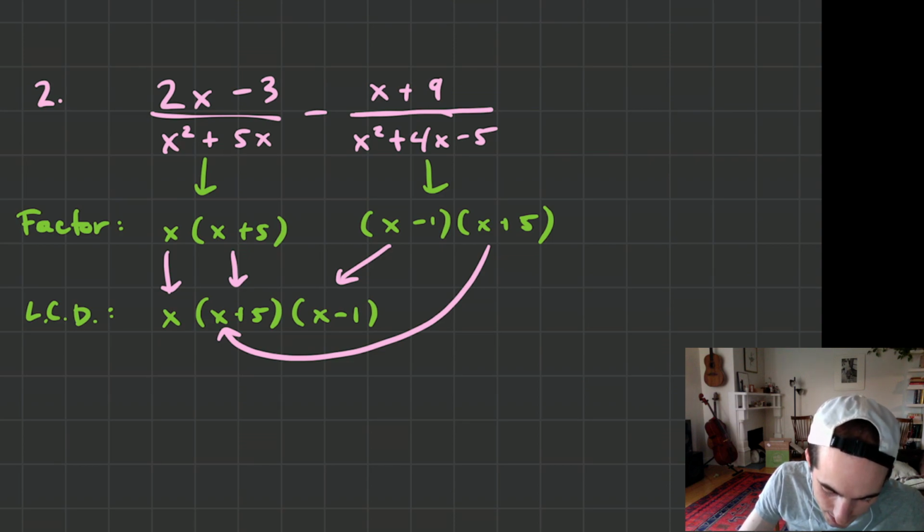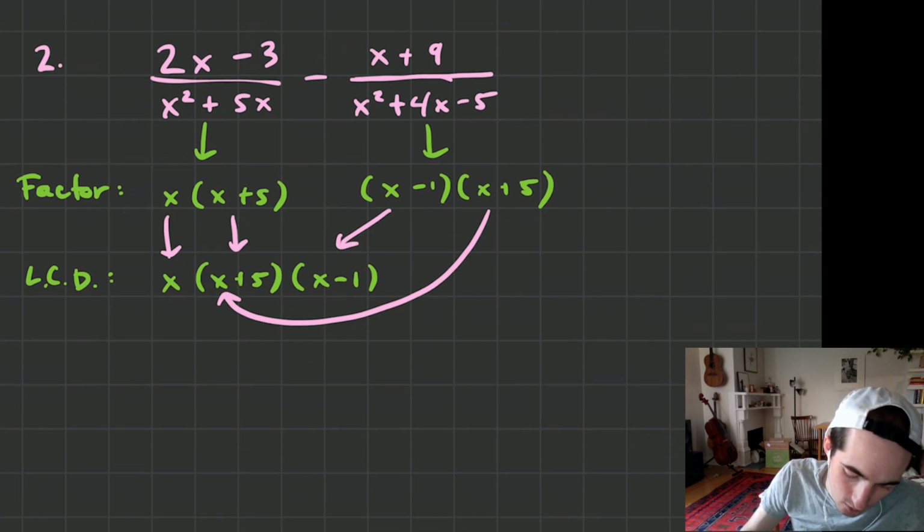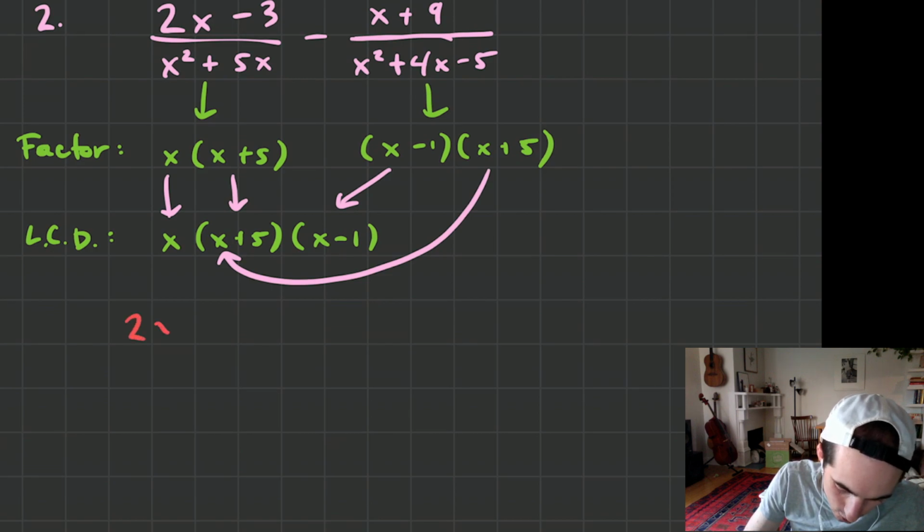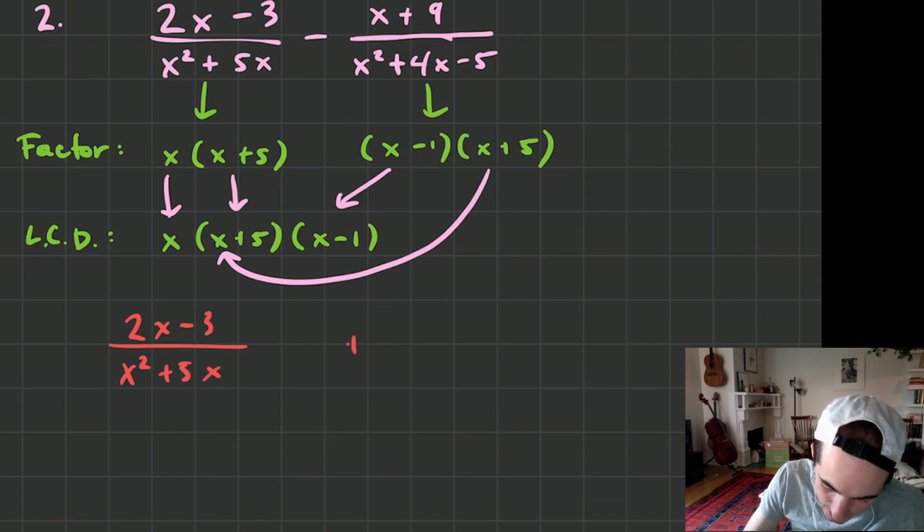So let's do that. What I'm going to do is copy out the whole question again. I'm going to say 2x minus 3 over x squared plus 5x. I'm going to give myself a little bit of space because I'm going to be adding some stuff to it.